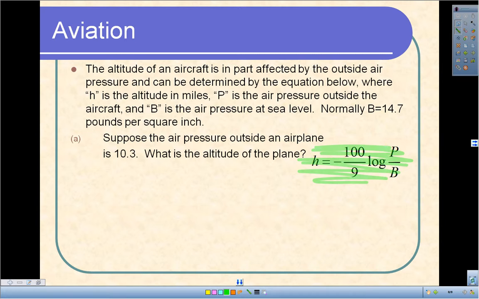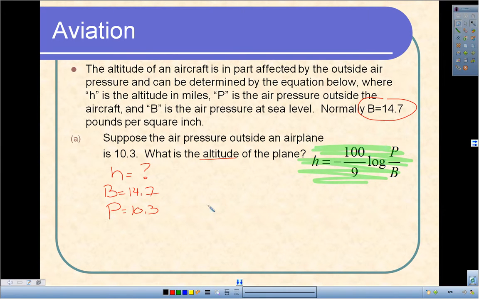All right, it says, suppose the air pressure outside of the airplane is 10.3. What is the altitude of the plane? So for this problem, it wants you to figure out what the altitude or height is. Now, a couple of things it does tell us. It does tell us that B is 14.7, and it says the outside air pressure, or P, is 10.3. So it wants to know how high this airplane is.